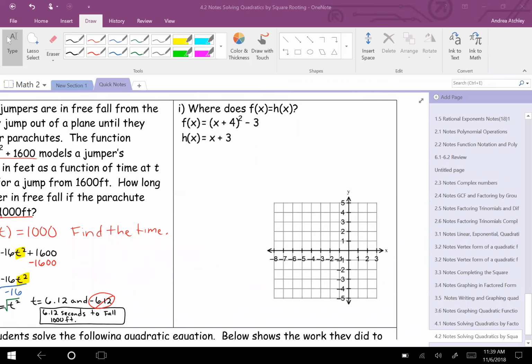So let's graph this. That top one is a quadratic, so we need to find the vertex. Can someone raise their hand and tell me what the vertex is? Very good. Negative 4, negative 3. So we're going to graph that. I'm going to go where x is negative 4 and y is negative 3, which is right here.